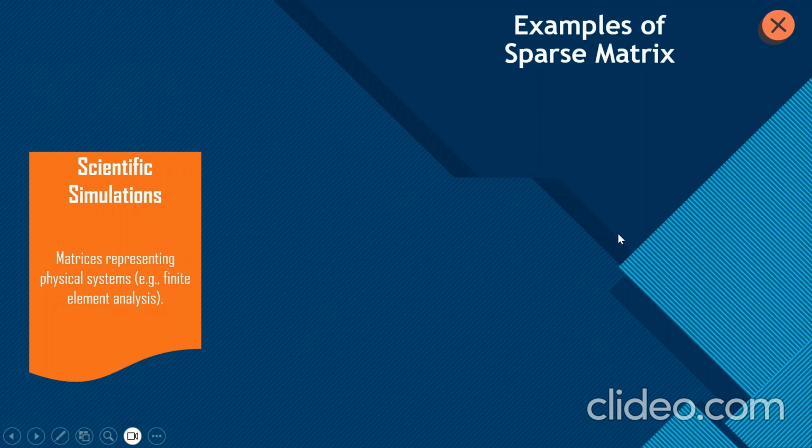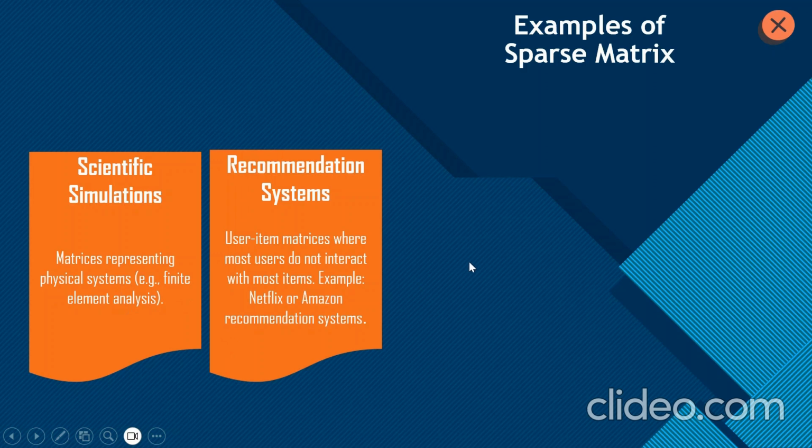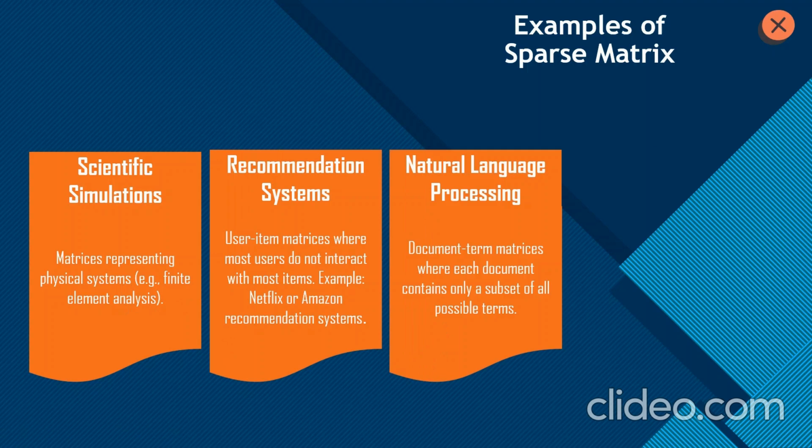Examples of sparse matrices could be scientific simulations, where matrices represent physical systems, like finite element analysis. Recommendation systems, with user-item matrices where most users do not interact with most items, as we saw in the previous slide. Examples could be Netflix or Amazon recommendation systems, right? Similarly, another example is natural language processing, with document-term matrices where each document contains only a subset of all possible terms.